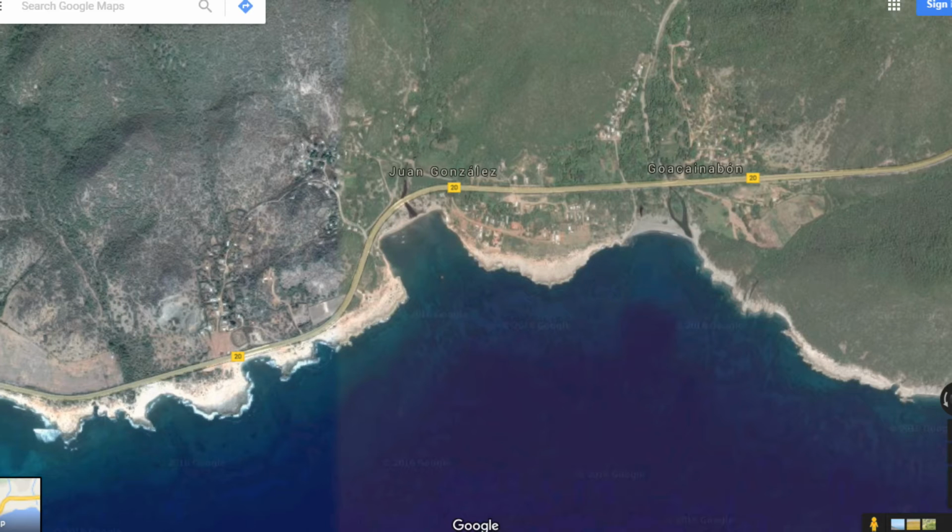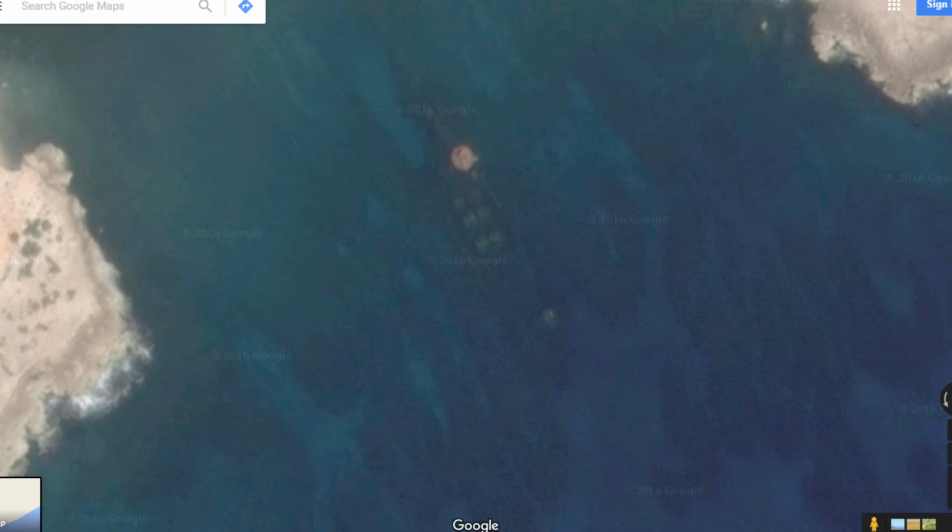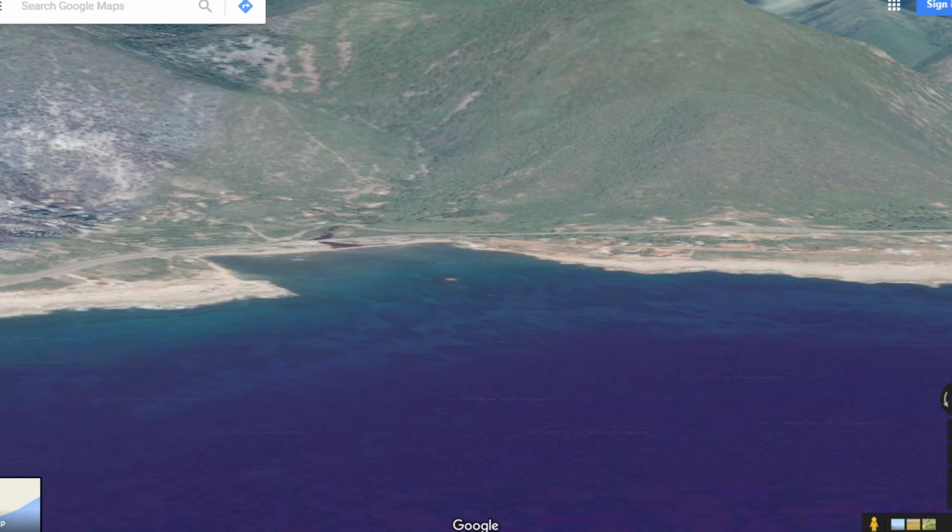The Almirante Oquendo was grounded close to a place called Juan Gonzalez, and you can see it in the bay quite clearly from satellite images. From above you can make out the shape of the ship and the outline of the forward gun turret jutting out of the water. And on this tilted view, again, you can see the forward gun turret in the centre of the bay there.